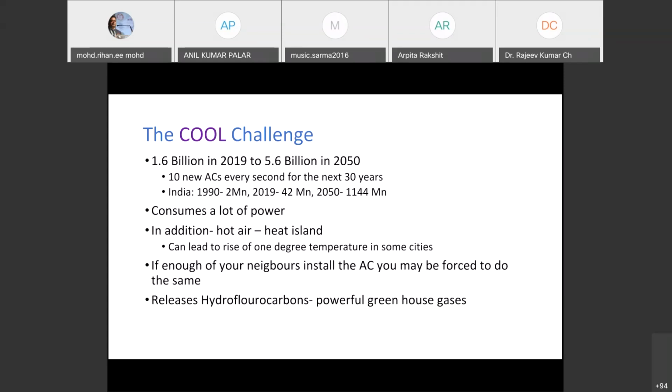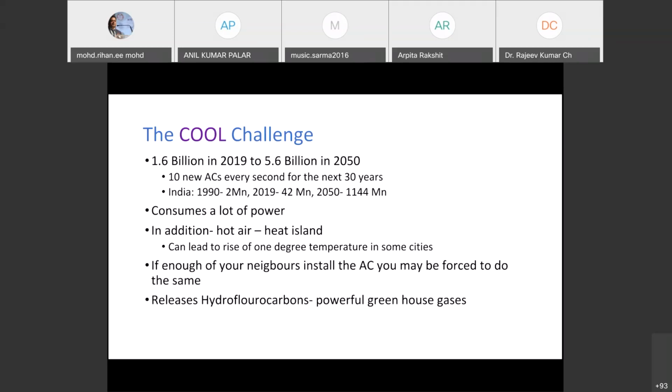Consumes a lot of power. Then it creates a heat island. You can experience it when you stand behind the outdoor unit of the AC, or you stand outside a car which the air conditioner is running. There are studies which show that in places of cities where a large number of air conditioners are there, up to 1 degree temperature rise has been observed in those areas compared to other areas.